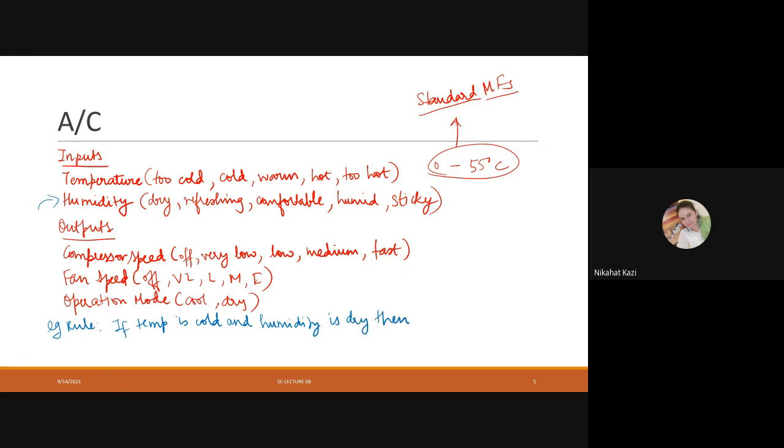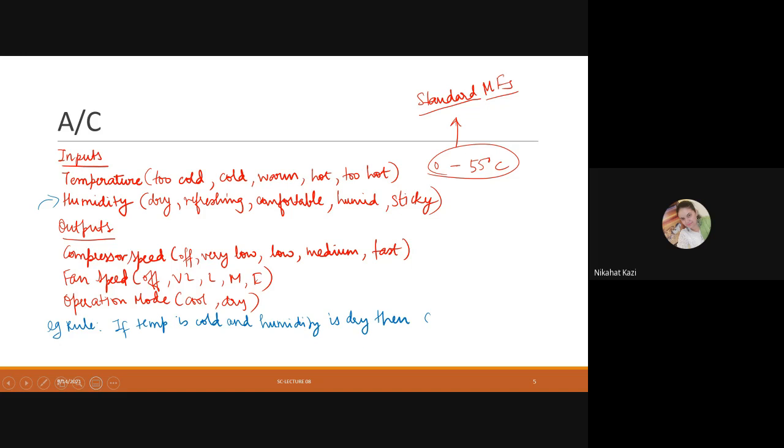Then I need to talk about what will be each of these outputs: compressor speed, fan speed, operation mode. Again, this could be any one, all three, any two. But whenever you're writing rules, you have to have that domain knowledge. Only then will you be able to devise correct rules for that particular scenario.